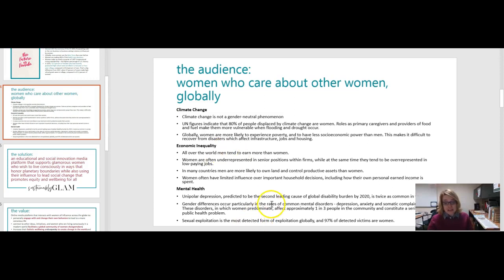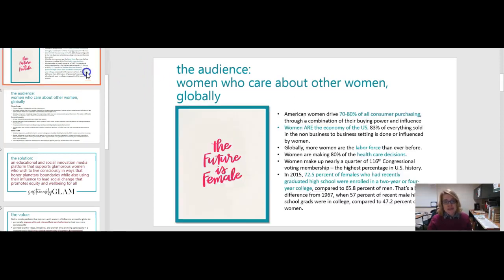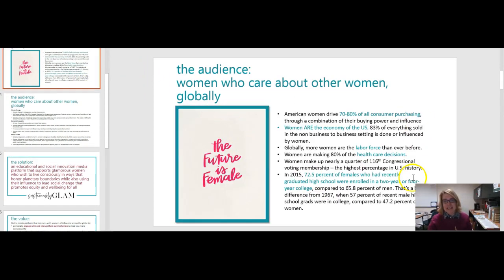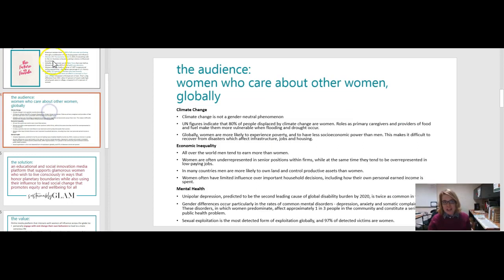And then mental health. So these are the things that are happening with great non-neutrality, right? Like it's very much affecting women more than men, despite the fact that we have all of these gains as women. So what do we do with this paradox? Okay, that's what I'm saying.